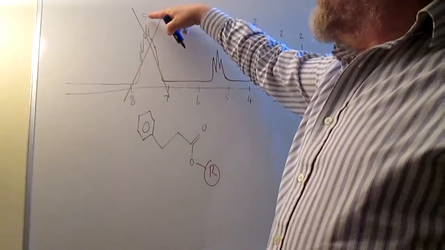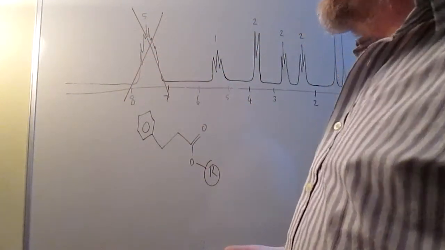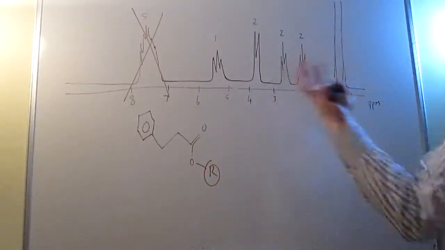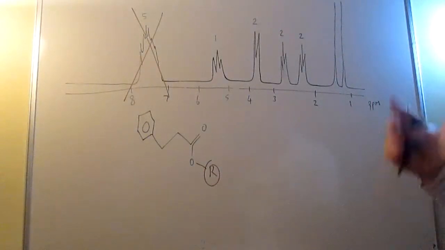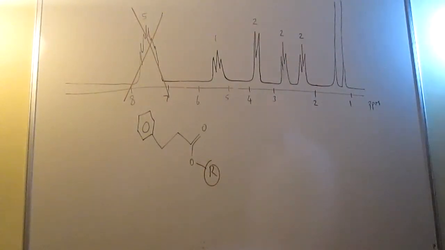Okay, because we've got 5 hydrogens in the aromatic region, 6.5 to 8 is the aromatic region. So that's what that peak, or that set of peaks is. We don't need to go into the details of the splitting, they won't ask you that for aromatic things, but that's clearly what that is.